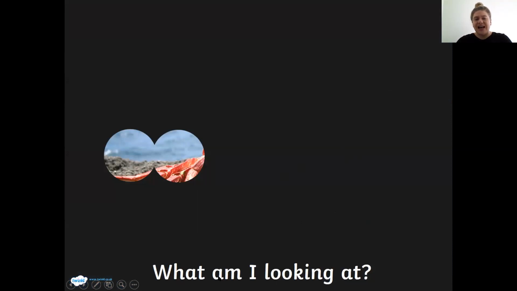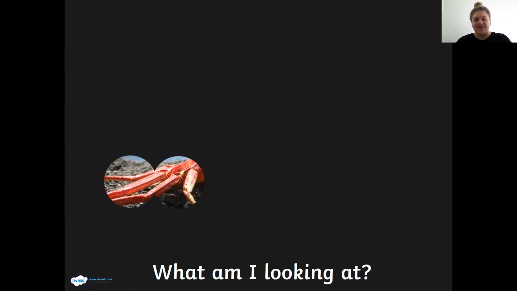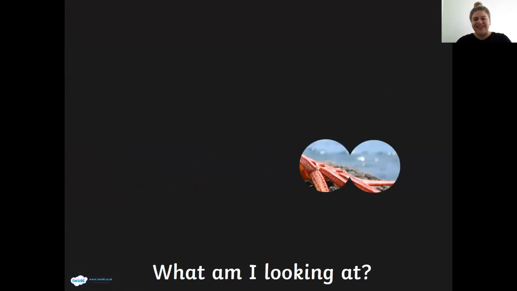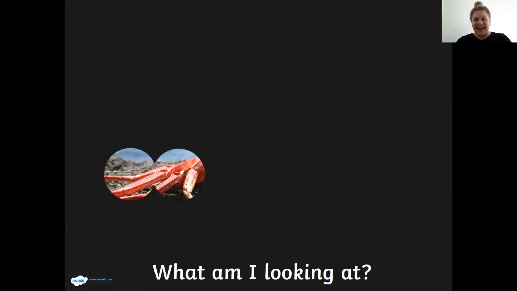It says, what am I looking at? So ready for the binoculars? So they're going to move. Are you ready? 1, 2, 3. Can you see that? Oh, I think you might be able to get that one. Should we see what it is?